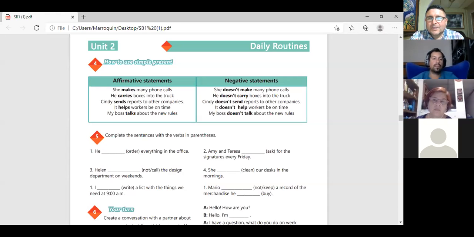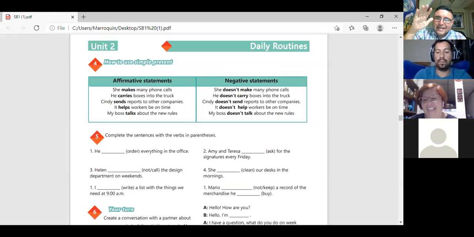Exactly. Do you like rules? ¿Le gustan las reglas a ustedes? Let's break the rules. Yeah. Mira, hablando de reglas, en la gramática él establece reglas, excepciones y todo eso. But when people speak, people break the rules. Okay, negative for he, she, it.